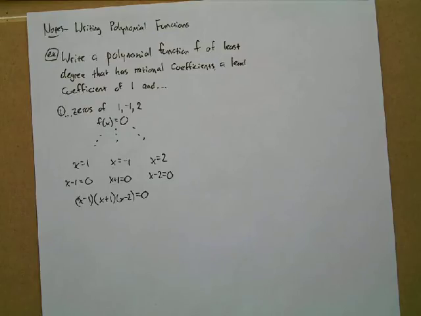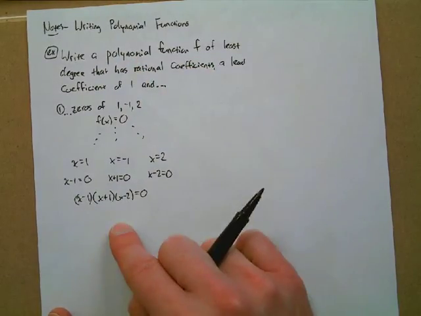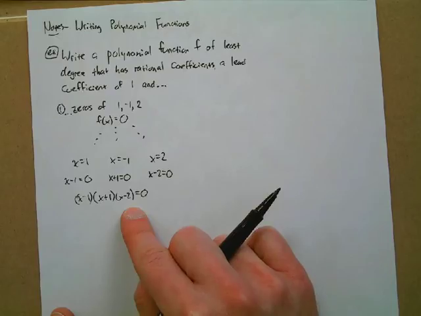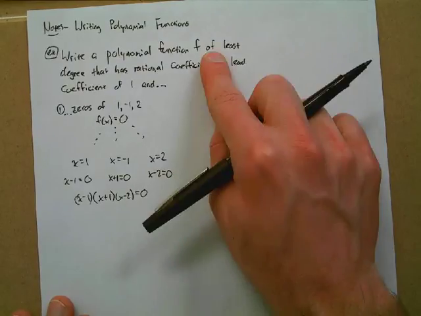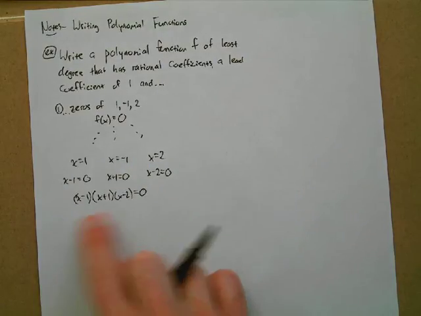First of all, will this multiply back together to give us a polynomial? Yeah, it will. Is it the least degree? What will the degree of this polynomial be when we multiply it all out? A cubic, or 3, right?